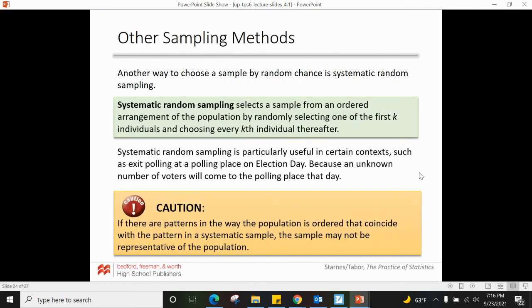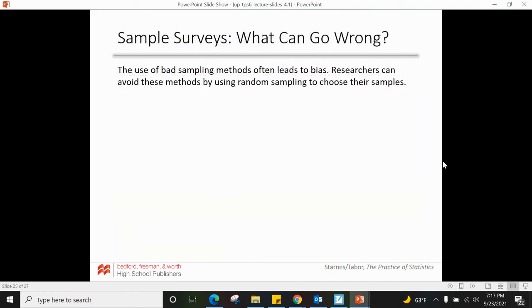So those are all the different sampling methods. Bad sampling is convenience sampling and voluntary response sampling. Good sampling is an SRS, stratified random sampling, cluster sampling, and systematic random sampling. Next, we're going to talk about what can go wrong with sample surveys.